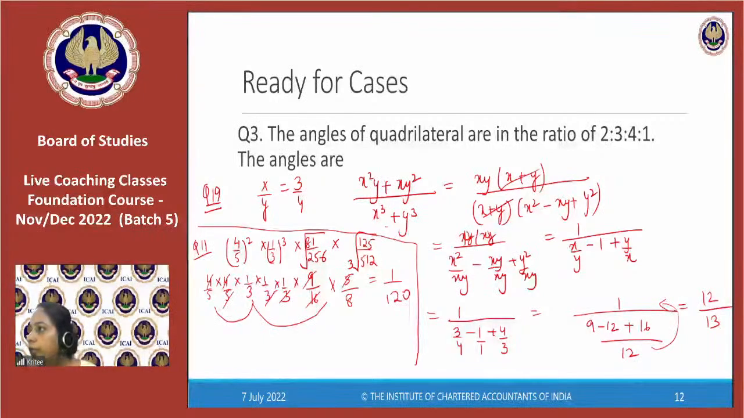Question number 11. 5 5s are 25. Okay, 1 is to 120 will be your answer.